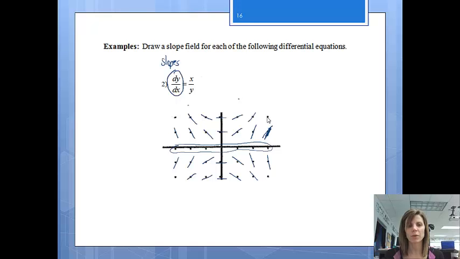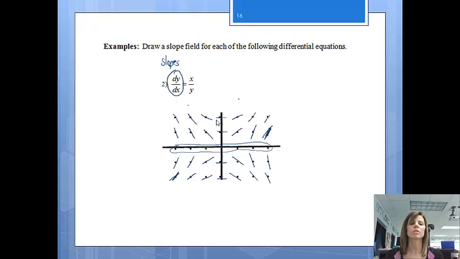(3, 2) would give me a slope of 1.5, so it's going to be a little bit steeper than this one. And then (-3, -2) would give me the same thing. And then (-3, 2) would give me -1.5. This gets a little tricky, just a little bit steeper than that one. It's not much. And then (3, -2) gives me -1.5. So let's see if I can get the same as that, just a little bit steeper.